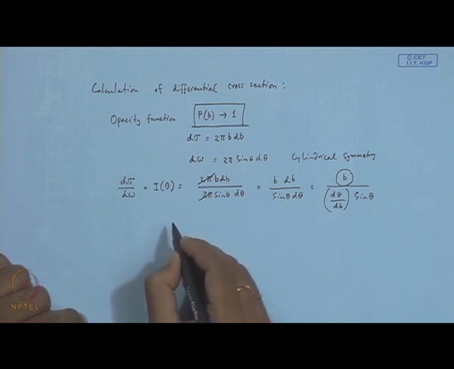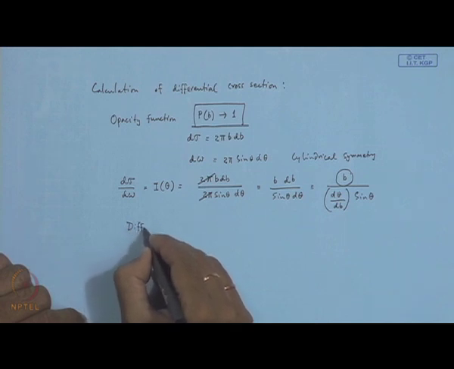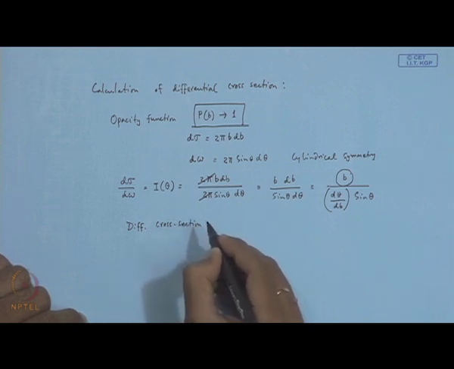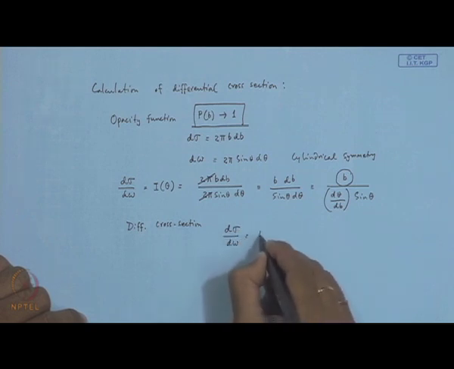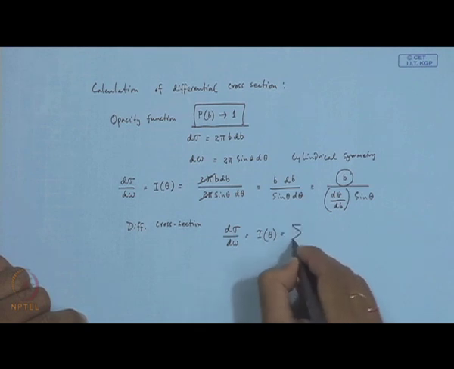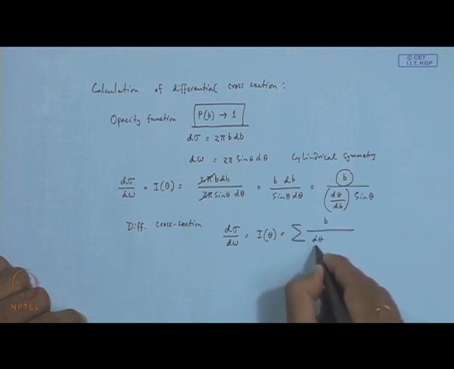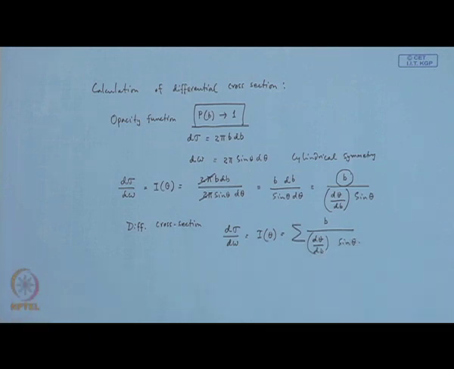So therefore the differential cross section finally comes out to be, it can be written as d sigma d omega, which is equal to I theta, which is equal to the sum over b of b by sin theta times dB d theta. Okay, so dB d theta into sin theta.